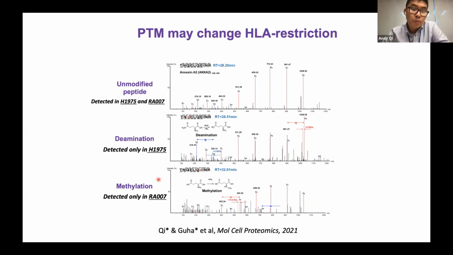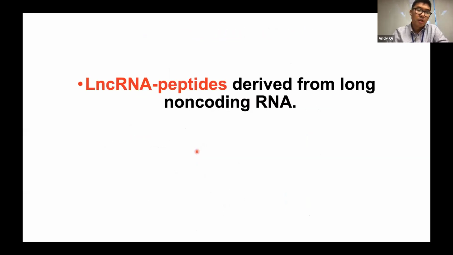So which means I will assume if the modification happened in both samples, because both are lung cancer cells, they probably share a very similar mechanism. And if they present completely differently in the PTM version, that is a good indication that this could be affected by the binding affinity with different alleles.